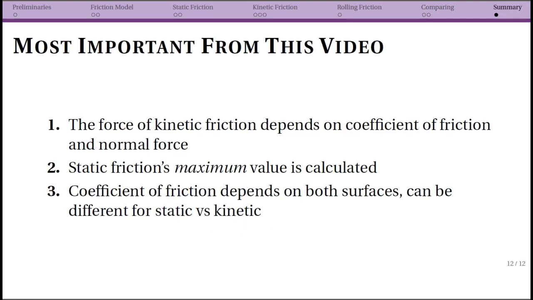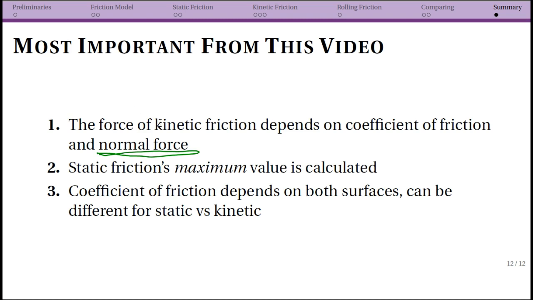Okay, in summary, the force of kinetic friction depends on the coefficient of kinetic friction and the normal force. That's how we calculate it. And again, normal force, normal force, normal force. Don't overly simplify this. You should always find what your normal force is explicitly. Static friction, we can calculate the maximum value, but otherwise you would use a free body diagram to find out what the static friction's value is if you're not at the maximum value.